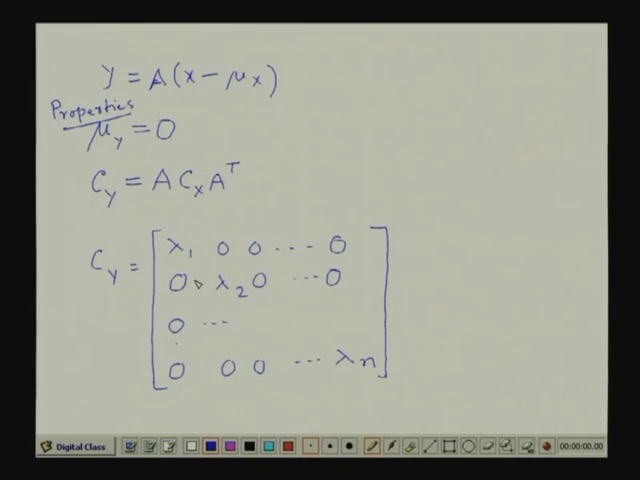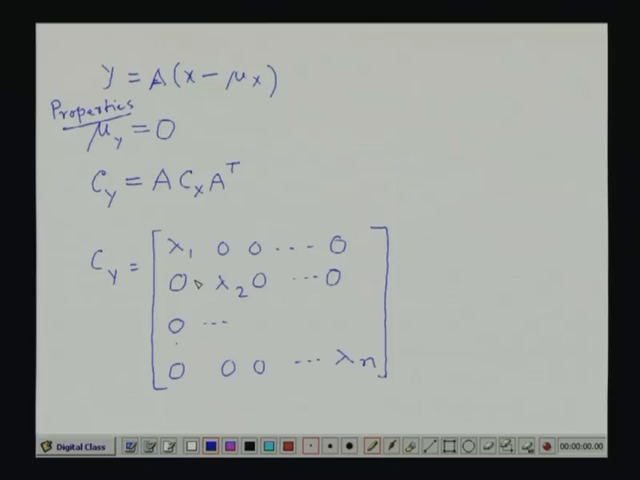So, the properties of the vectors y that we have got are: the mean of the vectors is equal to 0. We can obtain the covariance matrix Cy from the covariance matrix Cx and the transformation matrix A. The eigenvalues of Cy are the same as the eigenvalues of Cx, and as the off-diagonal elements of Cy are equal to 0, that indicates that the different elements of the vector y are uncorrelated. Now, let us see what the implication of this is.